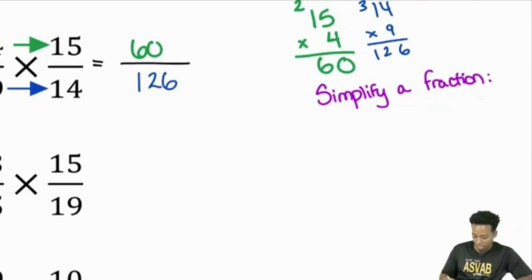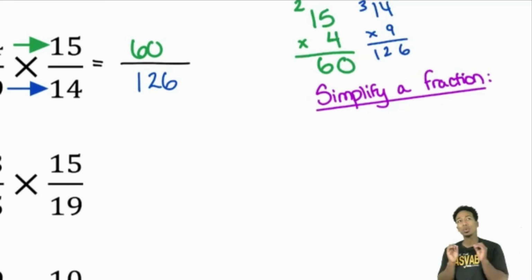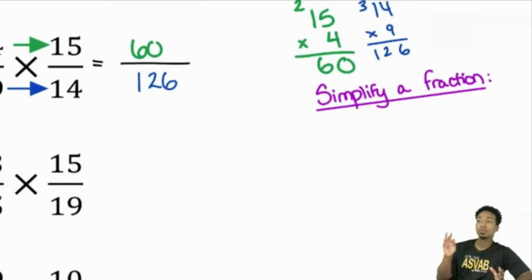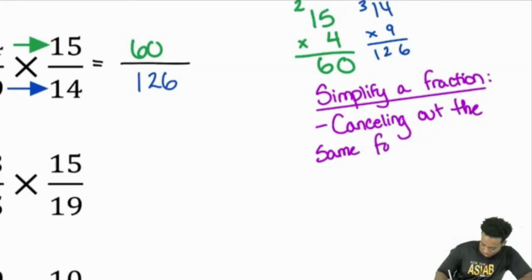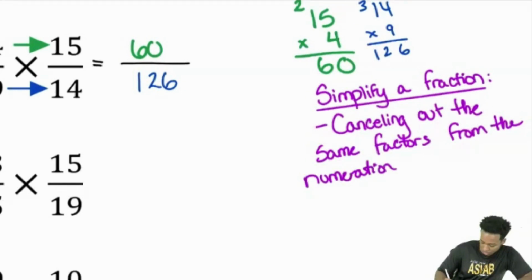So essentially what this means, and don't worry, I'm going to write this in a way that sounds really technical. I swear to God, it's not. I'm going to come right back around in a few moments and explain it, and I promise you it'll make sense. Simplifying a fraction, in the way I want you to write it, is basically canceling out the same factors from the numerator and denominator. Numerator, not numeration.